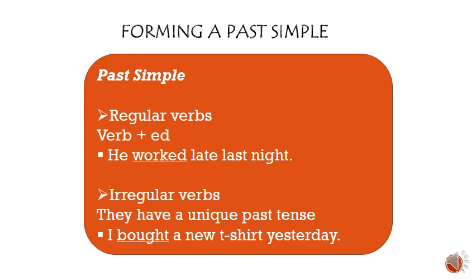There is a list of irregular verbs which I'm going to send to you in order to memorize these verbs because they are very important. So the past simple tense is formed by adding ed to the regular verbs and by changing the verb when it's irregular based on the list of irregular verbs.